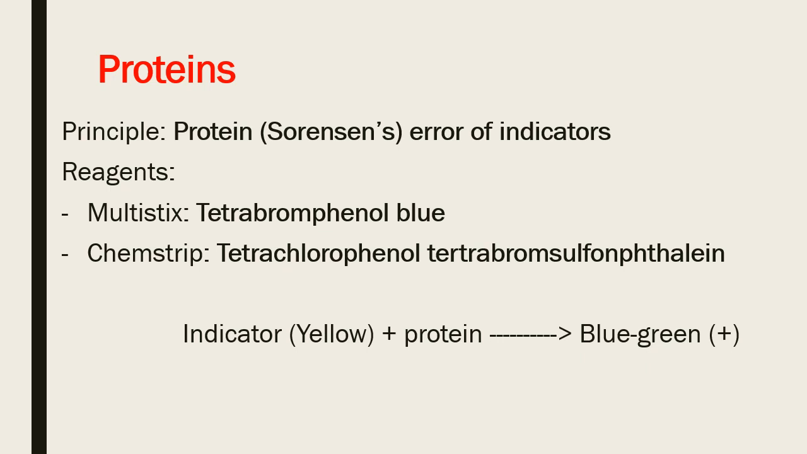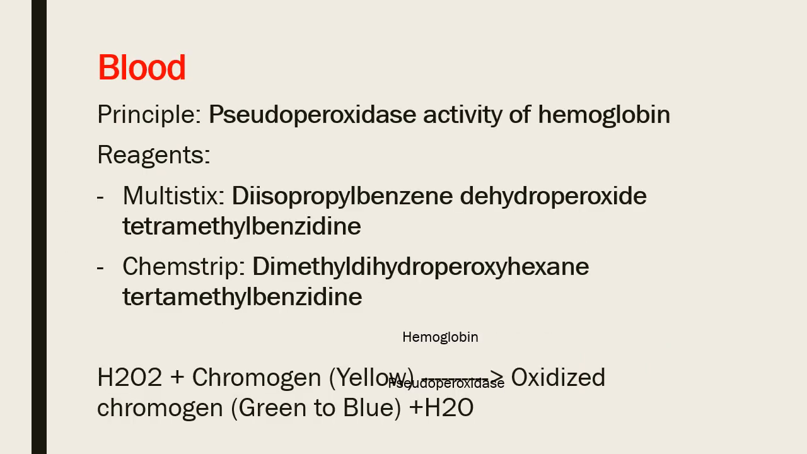Your proteins. The principle employed for your proteins is the protein error of indicators, or Sorensen's error of indicators. The reagent utilizes tetrabromophenol blue or tetrabromosulfonphthalein, and it utilizes an acid buffer, your citrate. Your indicator plus your protein will give you a color change. A blue-green color will give you a positive protein.